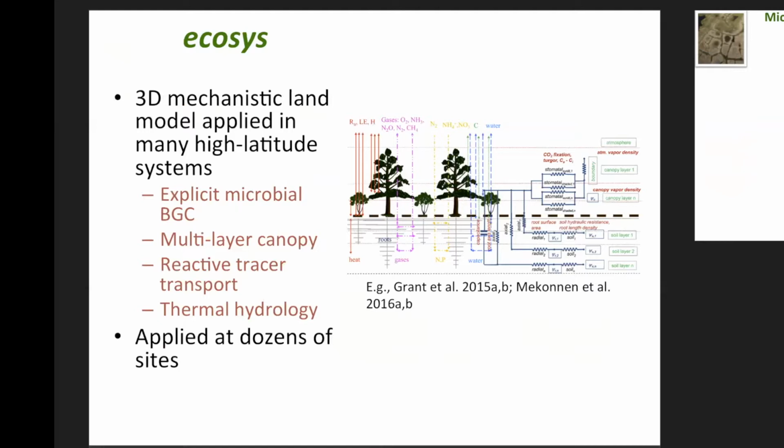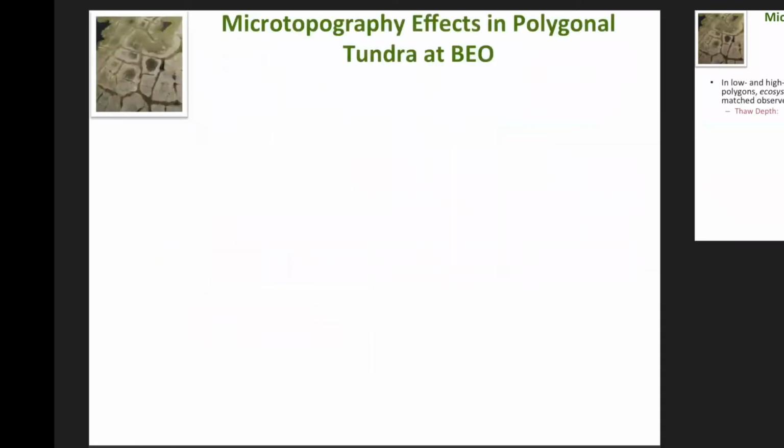This sort of indecipherable diagram here on the right is just intended to give you the sense that it's a mechanistic, complex model, but it's been applied to dozens of sites and a bunch of sites at high latitudes, and tested, and it does well. And we're doing the same thing at our NG Arctic sites. So let me just give you a quick example of that.